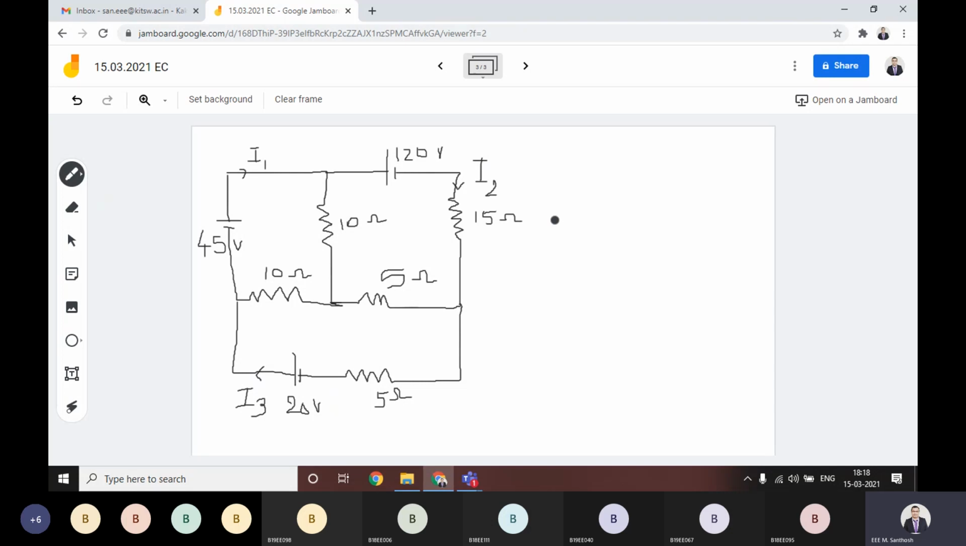If you have this kind of circuit, determine using mesh analysis. That means you have to apply all the loop equations. Find the values of I1, I2, I3. Your time starts now. As fast as you can, write three equations. Solve those three equations to find I1, I2, I3.